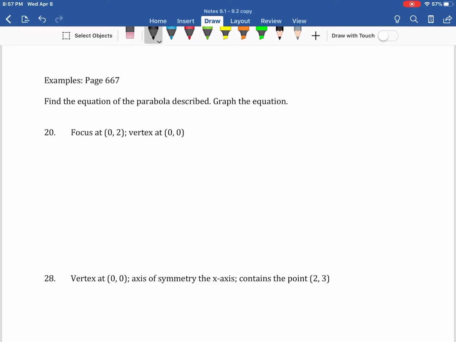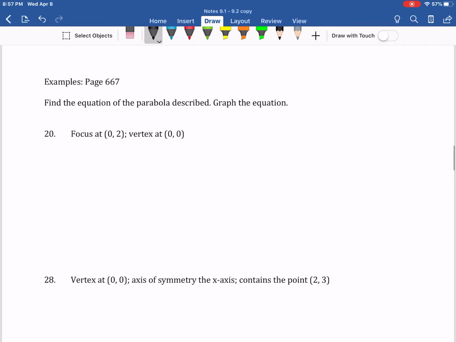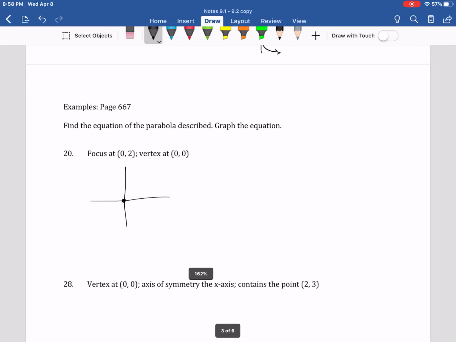while you're going through this video. So the information we are provided for this first example is that the focus of my parabola is at (0, 2), and the vertex is (0, 0). I want to eventually find the equation of my parabola and then graph it. I'm actually going to begin with the graph. I'm going to graph what I know so far. And what I know is that the vertex is at the origin and my focus point is at (0, 2).